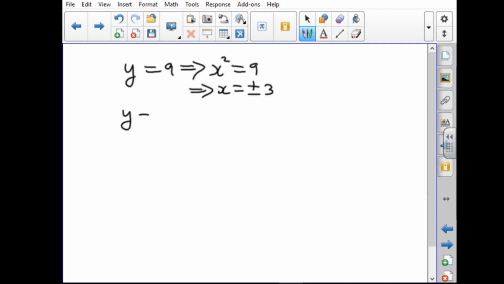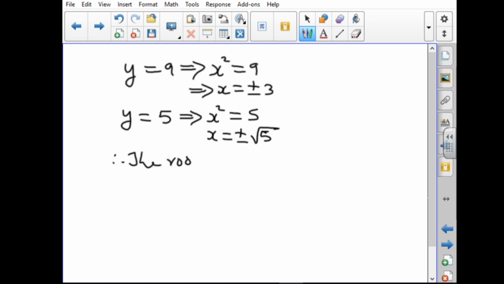Square root of 9 is plus or minus 3. Similarly, y is equal to 5. So, y is equal to 5 gives us x square is equal to 5. So, x is equal to plus or minus square root of 5. Therefore, the 4 roots are plus or minus 3 and plus or minus root 5. So here we have 2 and here we have 2. So 2 plus 2, 4 roots we have.